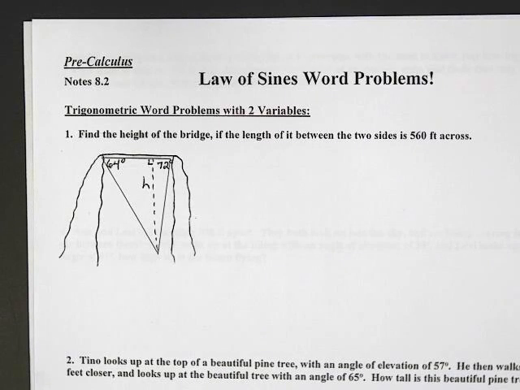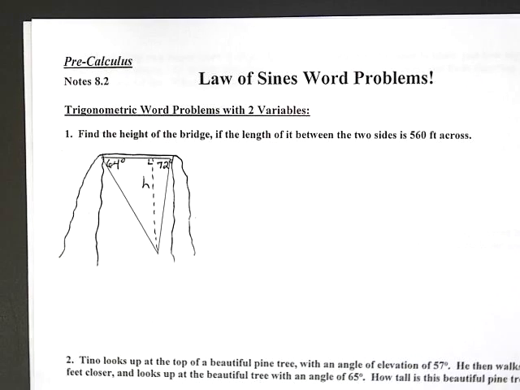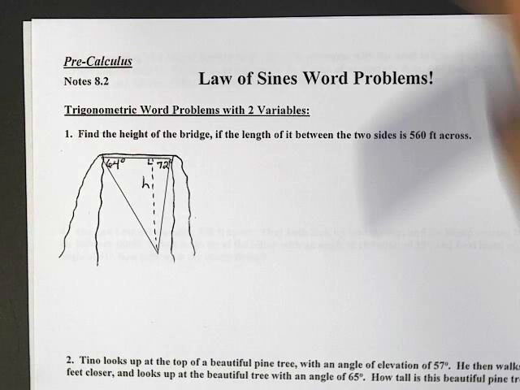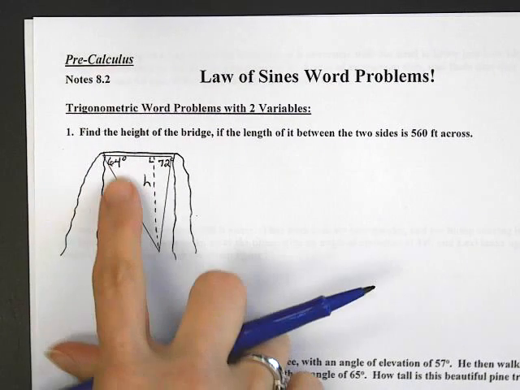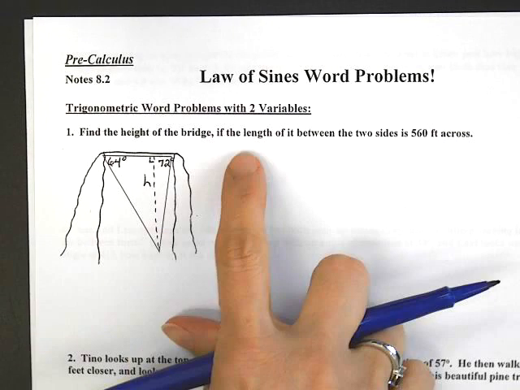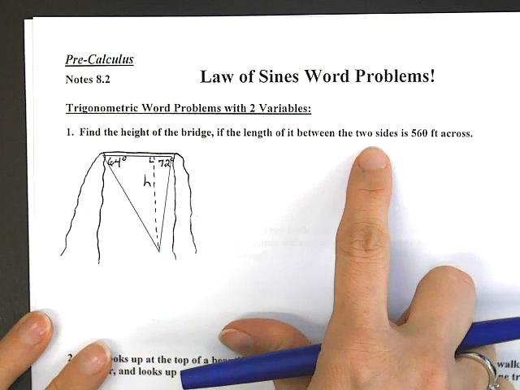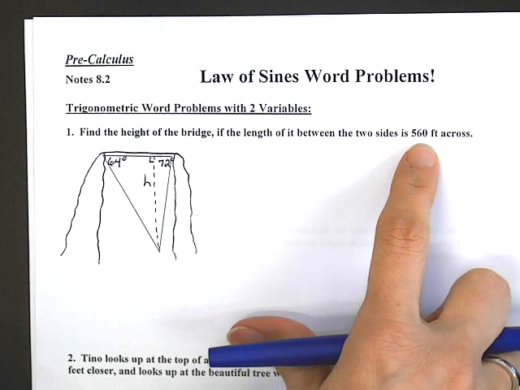Now that you guys are so good at doing the law of sines, let's use this formula in some word problems. All right, let's take a look at a variety of setups so you'll be ready for anything you might see. Find the height of the bridge, if the length between the two sides is 560 feet across.